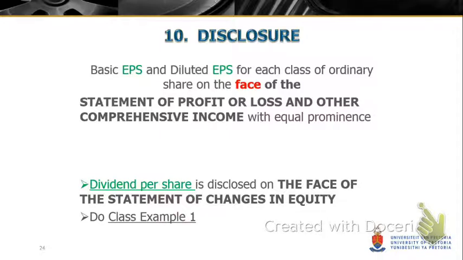Why do you think the difference between the two? Firstly, EPS, as it says, earnings per share, relates to the earnings, the statement of profit or loss. Dividend per share relates to the shares and the dividends per that share, the statement of changes in equity.